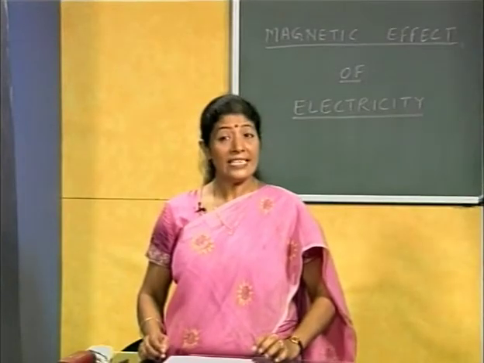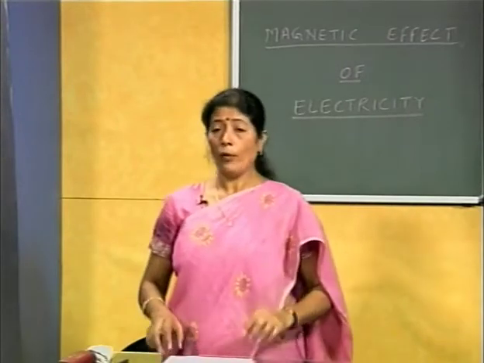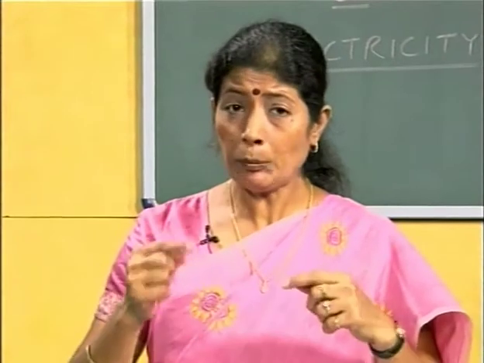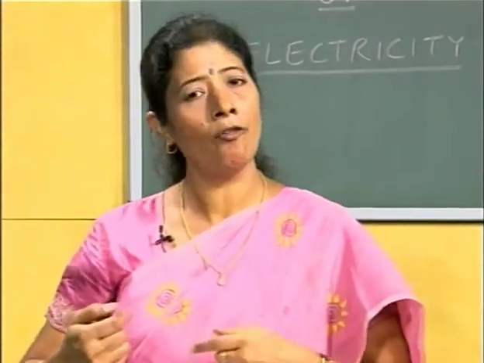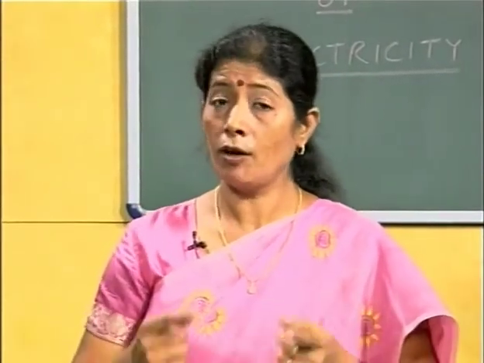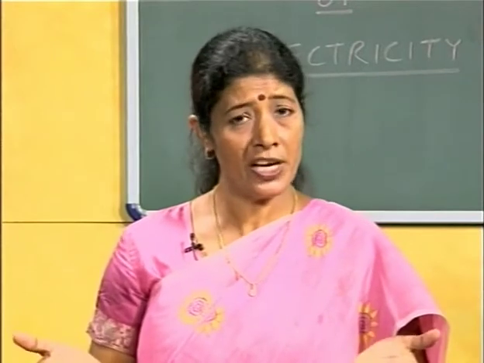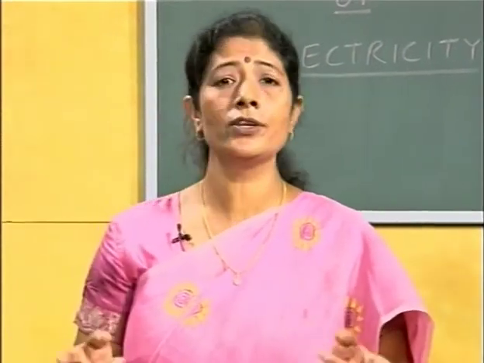What does this activity suggest? This activity suggests that when a current carrying conductor is placed near a magnetic field, it experiences a force. And when the direction of the magnetic field is changed, the force direction is also changed. And when the direction of the current is changed, then again the direction of the force is changed.